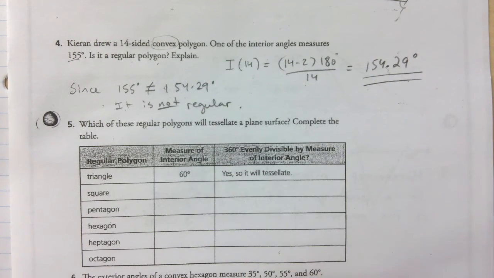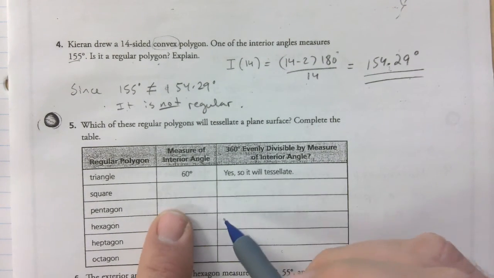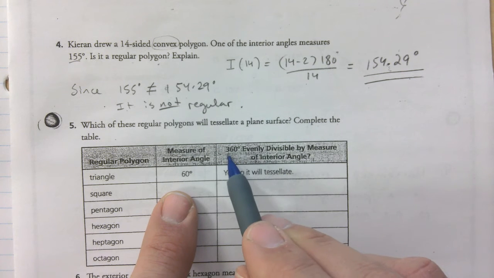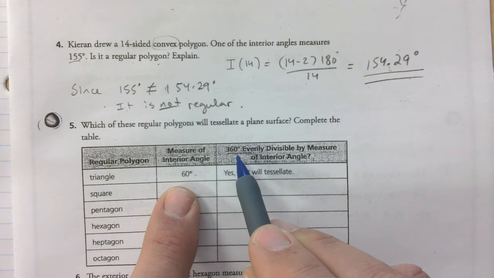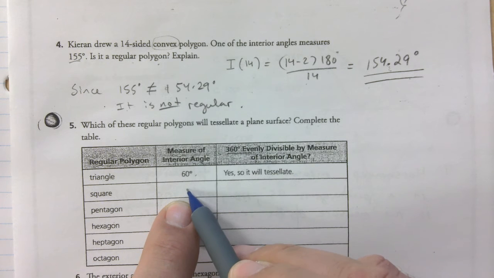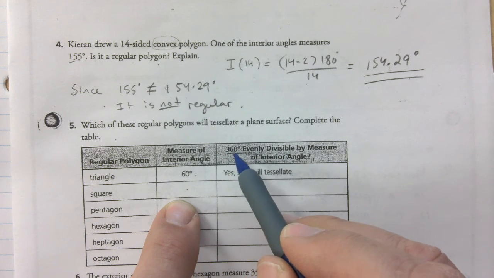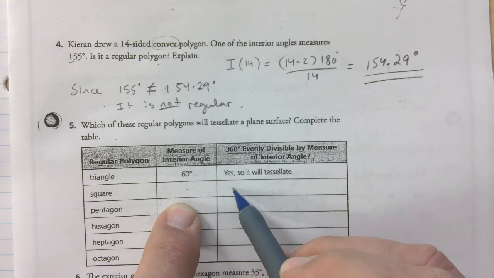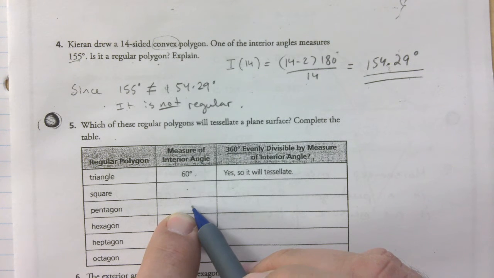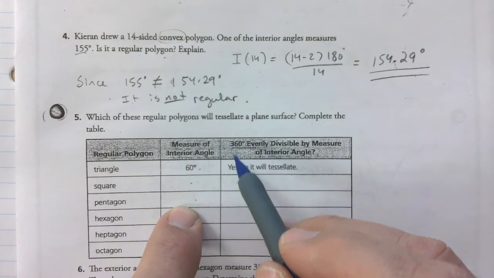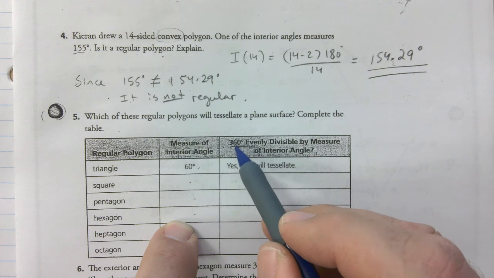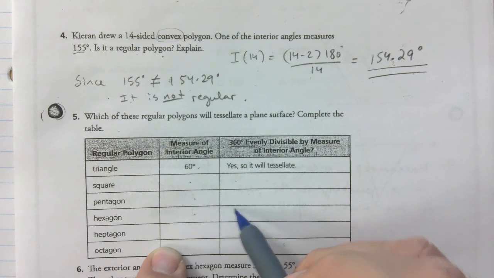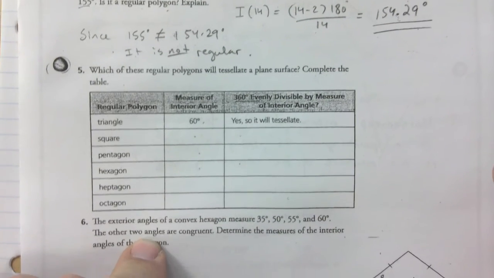And then there were some tessellations, right? How do you know something tessellates? Can you divide the interior angle into 360 evenly? Right, so 60 goes into 360 6 times, so yes, it will tessellate. Square is 90, does 90 go into 360 evenly? Yes, it's 4, so yes, it will tessellate. Pentagon is 108. 108 does not go in there evenly. Hexagon is 120. 120 goes in there 3 times, so yes, it will tessellate, and so forth. So that's how we check for tessellations.